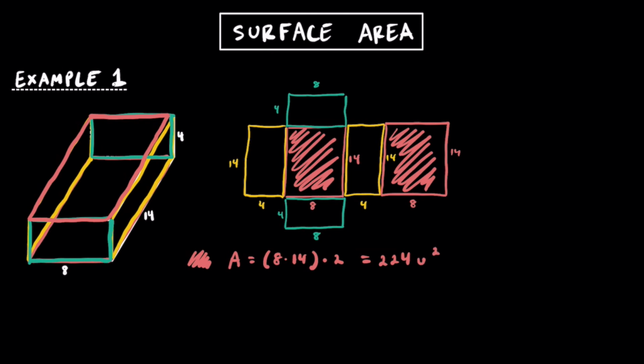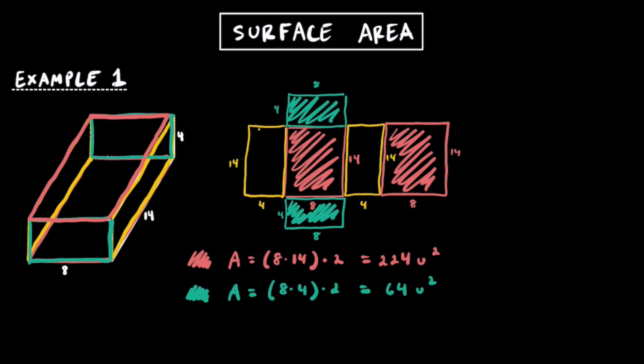Okay, now I'll go for the greens. The greens is going to be that top rectangle and this bottom rectangle, just like this. And so area is going to equal, what are the dimensions of the green rectangle? I think it's going to be 8 by 4, and there are 2 of them. Okay, 8 times 4 is 32, and doubling 32 is going to be 64. So that's both rectangles combined is 64.